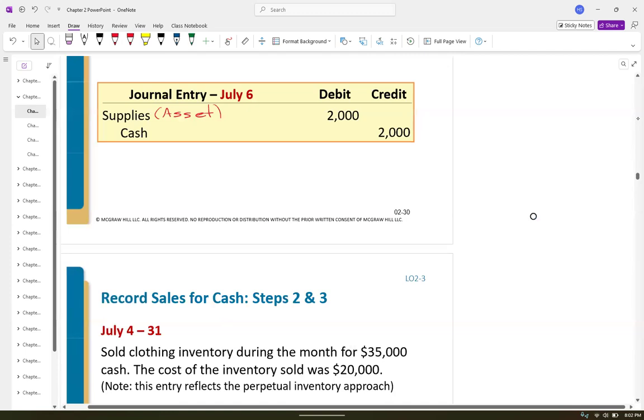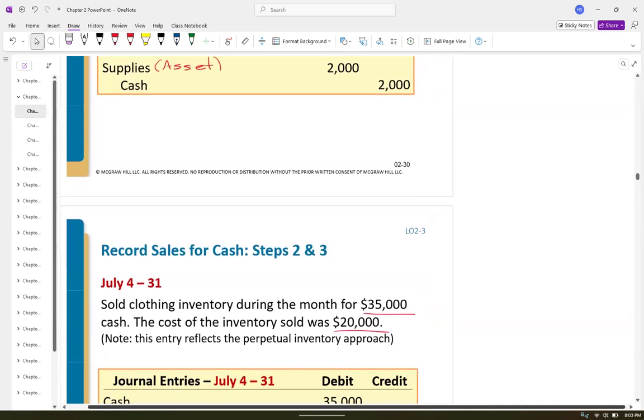Next entry. So July 4th through the 31st, they said they sold clothing inventory during the month for 35,000 cash. The cost of the inventory sold was 20,000. Okay. Note the entry reflects the perpetual inventory approach. Okay. Let's get the first entry right.